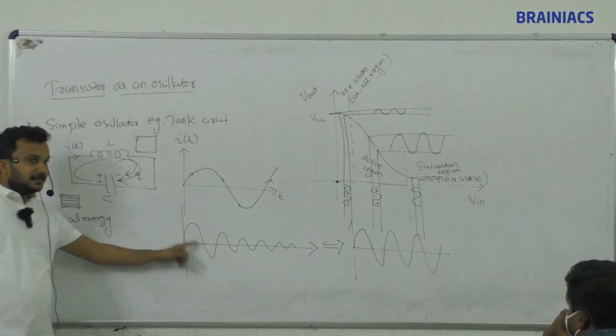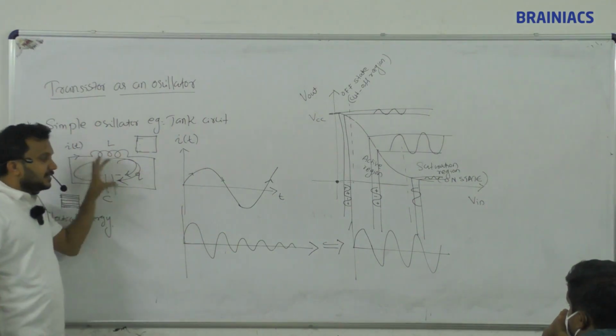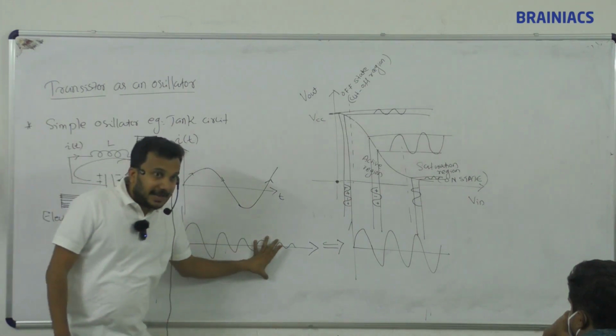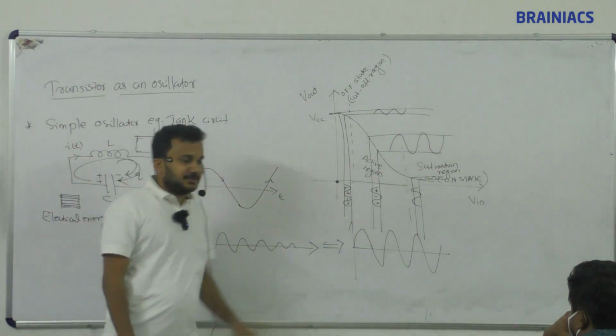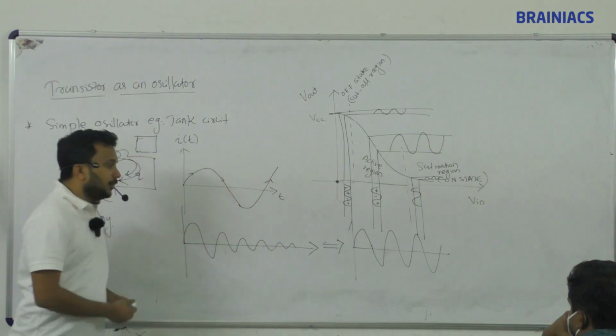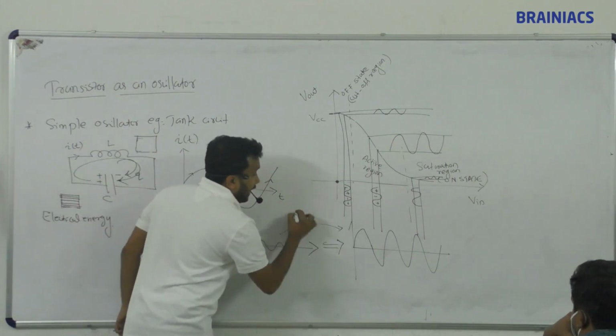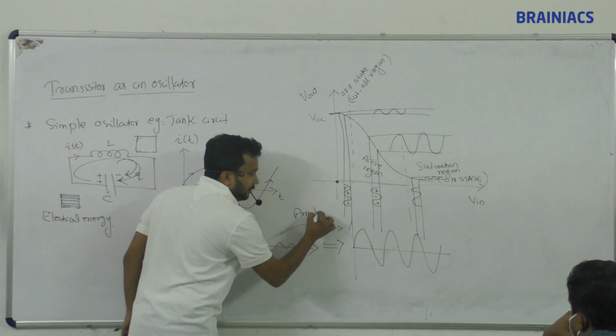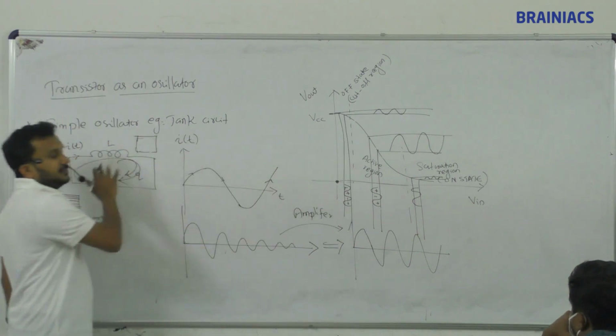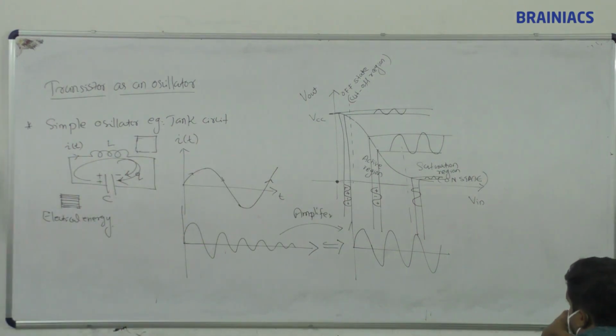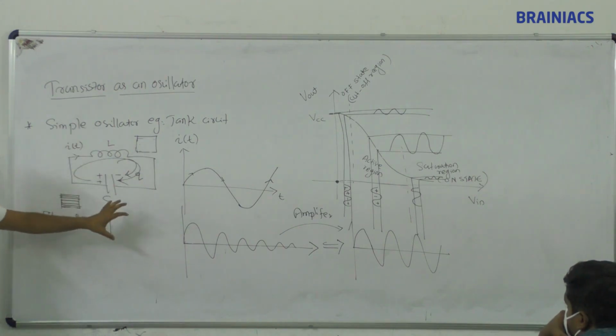So how can I generate it? I know an LC circuit can produce a damped signal. How should I get an undamped signal? From here, what can I do to get this one? Amplifier. So an LC oscillator should be connected with an amplifier. An LC oscillator tank circuit connected with an amplifier, together I will get what?